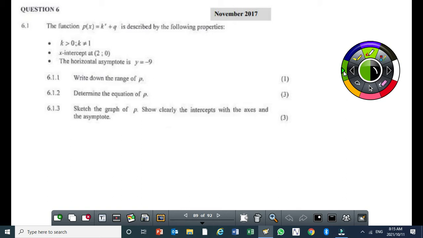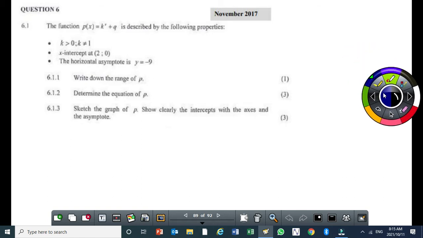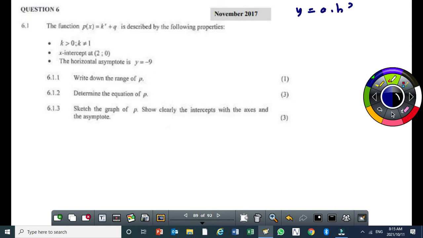Remember what I told you last time about exponential functions. If I go back to the general equation, y equals a times b to the power of x plus q, please take note that when I introduced it, I used b as the base, but you can use another letter, like in this question. The base is k, so it's not always a b. It can be any other letter.